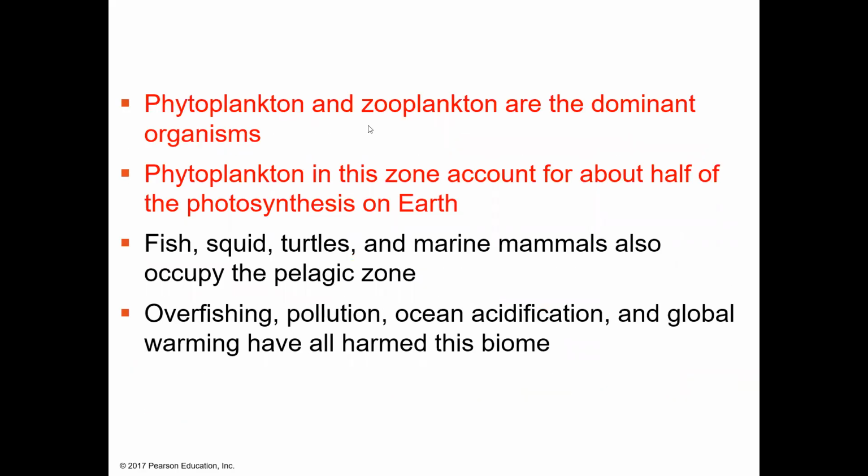Phytoplankton and zooplankton are dominant organisms, again, very small. Phytoplankton in this pelagic zone account for about half of the photosynthesis on Earth. So again, think about just the dramatic effect of all of these organisms living in the sea. Fish, squid, turtles, and other marine mammals, dolphins, whales, are able to live in the pelagic zone.